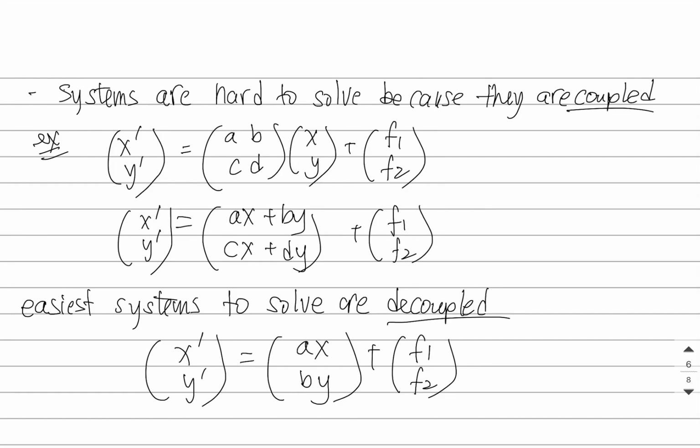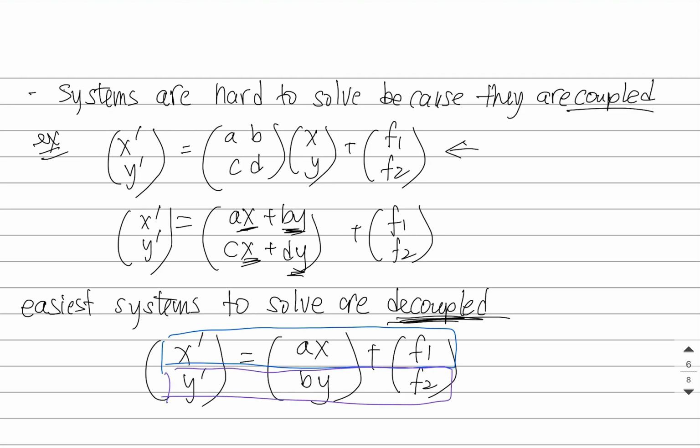Linear systems are challenging to solve because in general they are coupled. So in a simple example of a 2x2 system, you can see that a coupled system has both x's and y's appearing in each equation, and that makes it involved. Now, by contrast, the easiest systems to solve are decoupled systems, which means that in the x equation, there are only terms containing x, and in the y equation, there are only terms containing y. Each of these things can be solved by integrating factors.